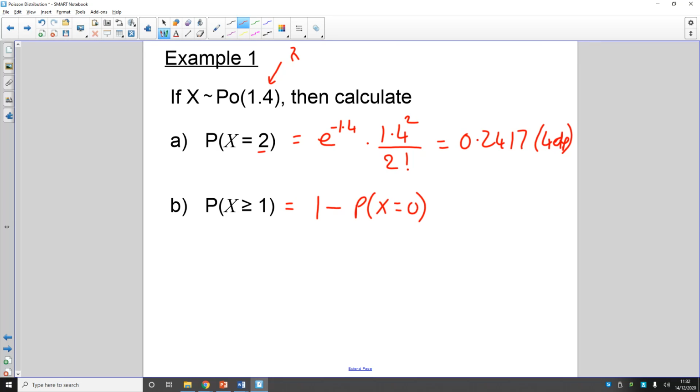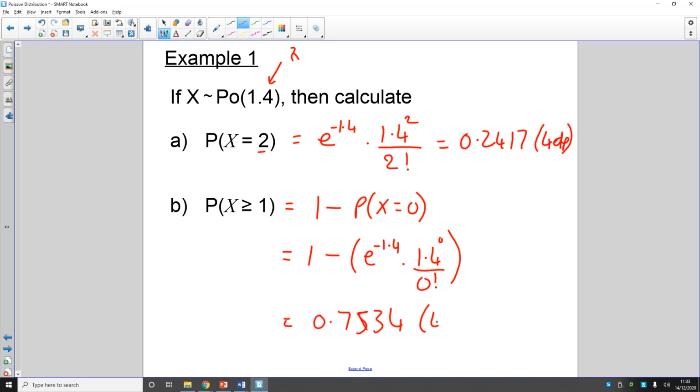In this case, you can use your formula and your calculator, so it'll be 1 minus e to the power of minus 1.4 times 1.4 to the power of 0 over 0 factorial. If you type it in like that on your calculator and round it to 4 decimal places, you should check that it comes to 0.7534. You should pause the video and make a note of those examples.